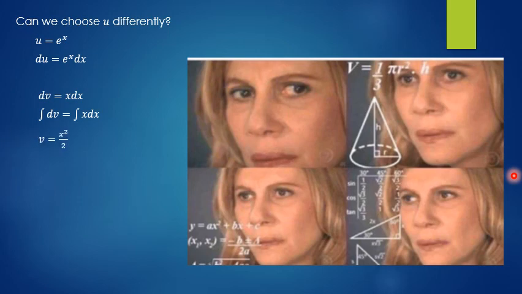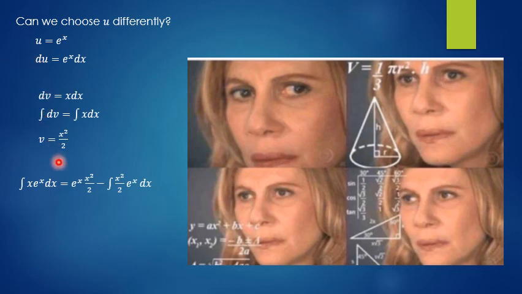So if we form our uv minus integral of v du, then this is what we would be getting. This part here, it's not a problem. We can simplify this. However, if we look at the integral on this far right side, what we get is x squared over 2e to the x. This is even more complicated than the original integral. So with this, we can say that this is an incorrect choice for our u and dv.